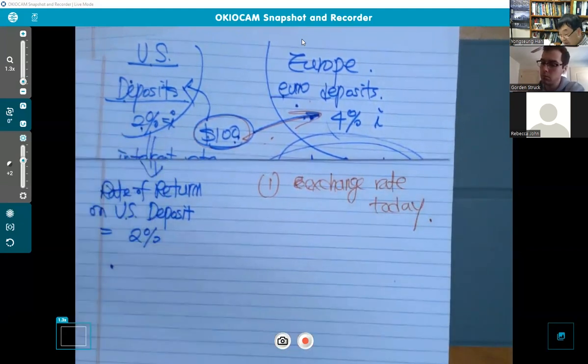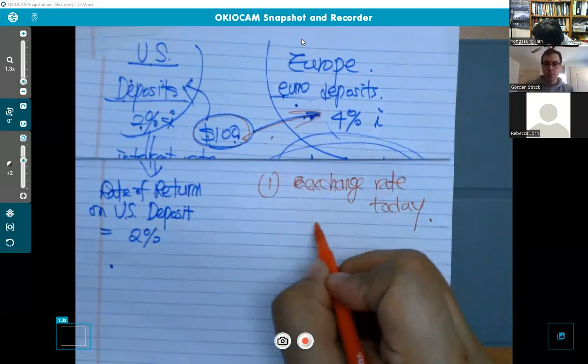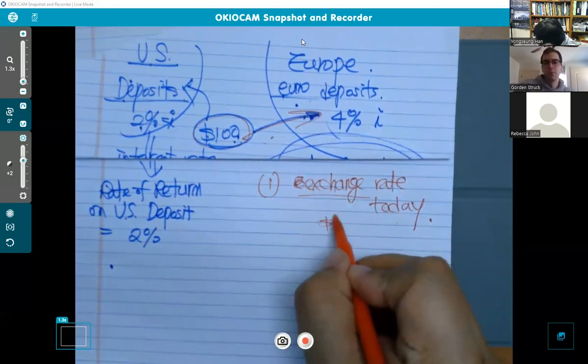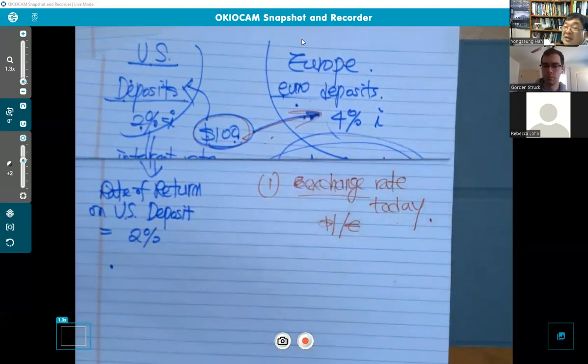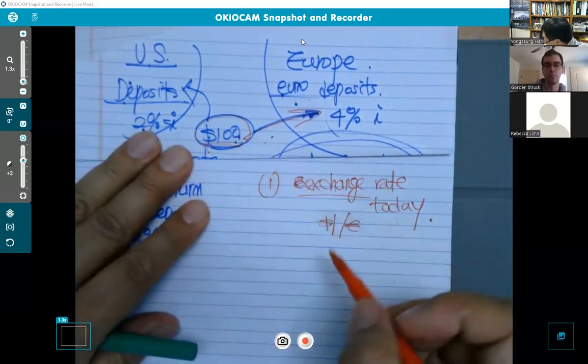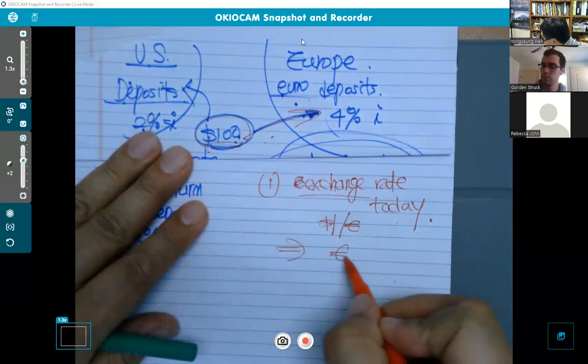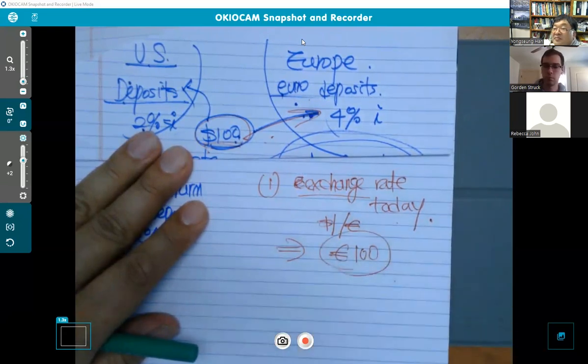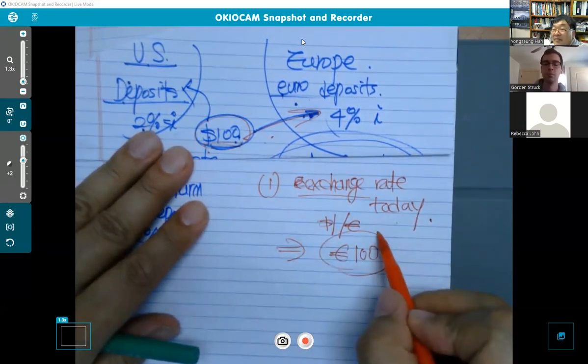Let's say, think about our example. Okay, so the exchange rate today is $1 per 1 euro. It means when you exchange $100 for euros, you will have what? 100 euros, okay, under this exchange rate.